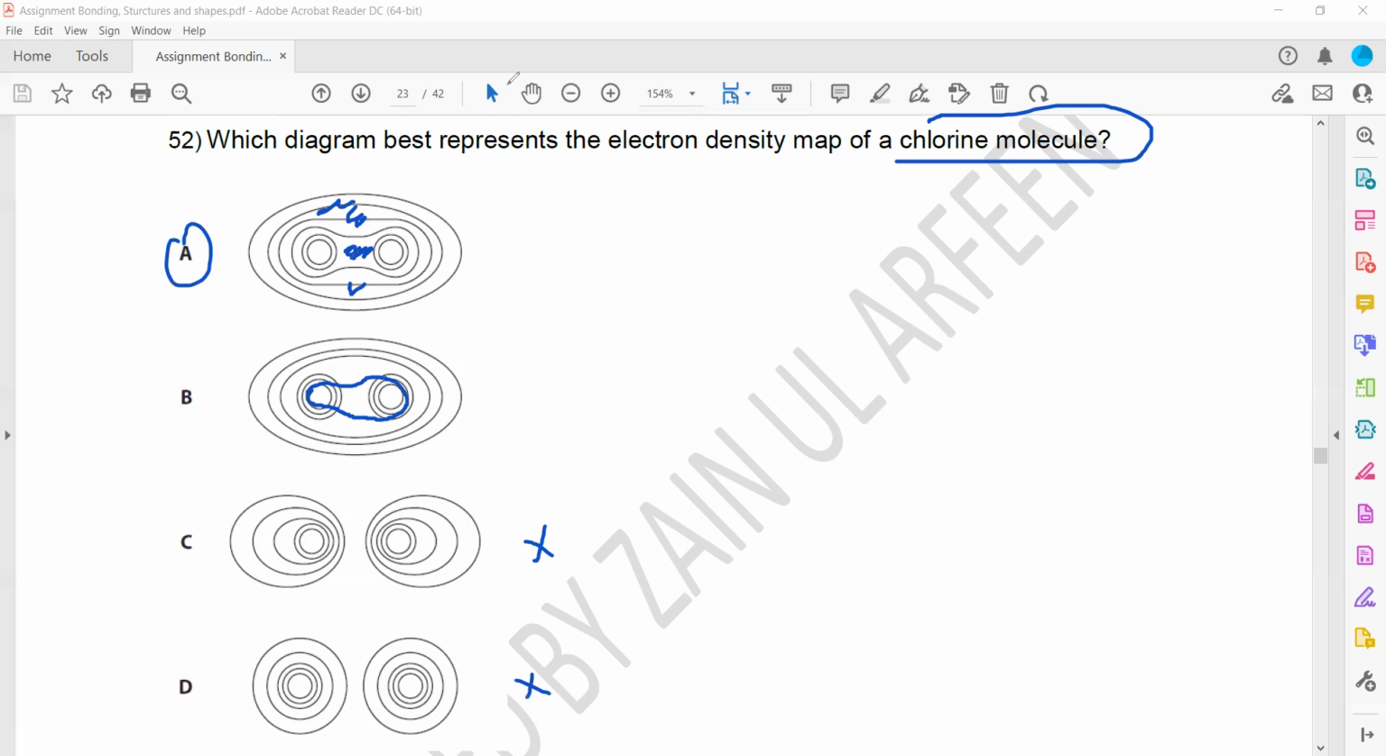So for chlorine, like any diatomic molecule, even if it was not chlorine, if it was oxygen or nitrogen, any diatomic molecule, then A should be the right answer.